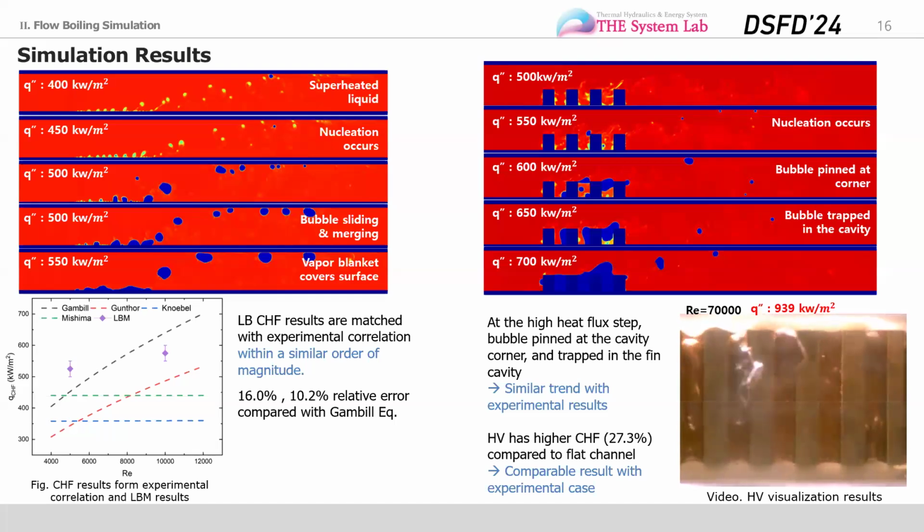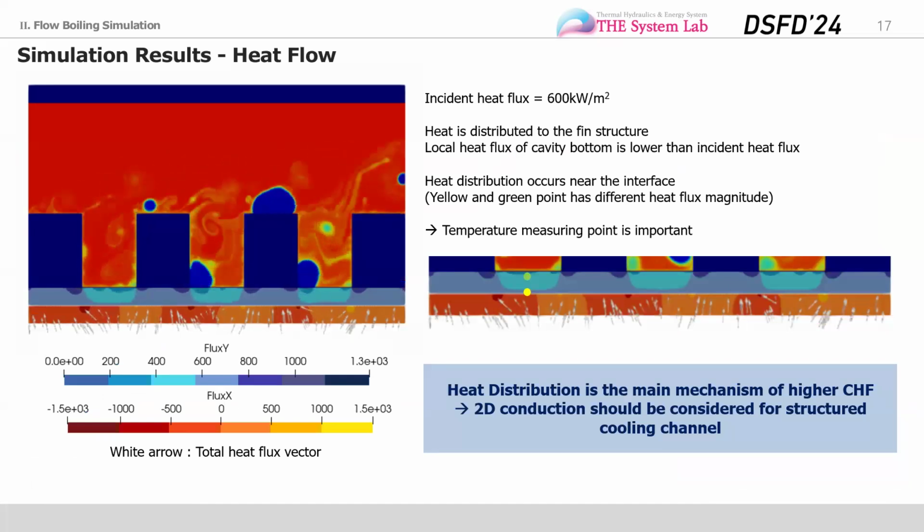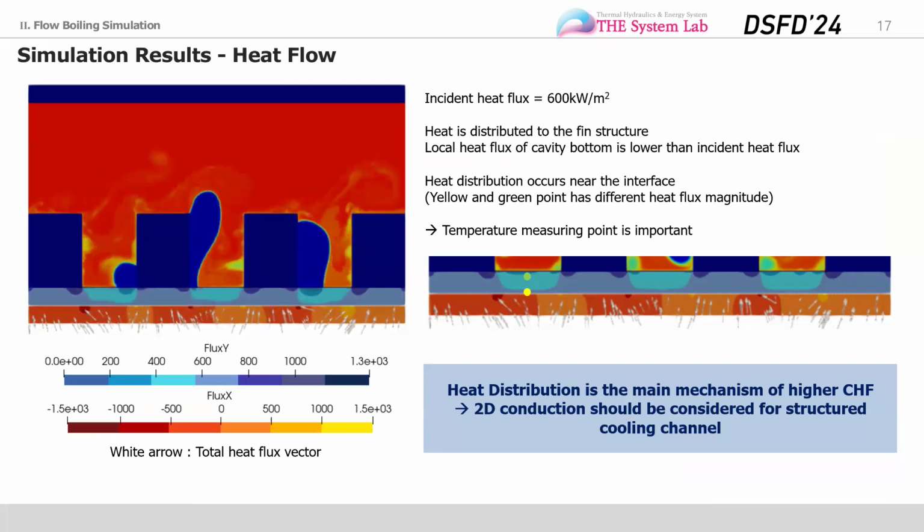So some researchers insist that the vortex flow in the cavity helps the bubble escape the cavity, so it can enhance the critical heat flux. However, in the simulation result and the experimental result, the bubble is trapped in the cavity. So I drew the directional heat flux map to find another mechanism of the critical heat flux enhancement.